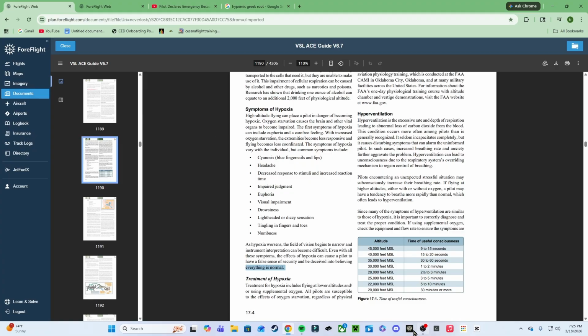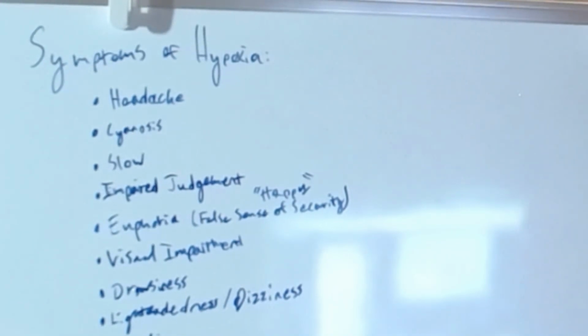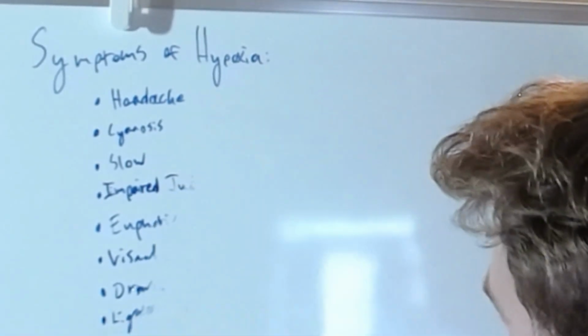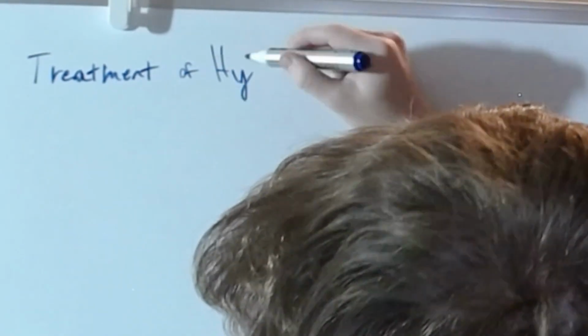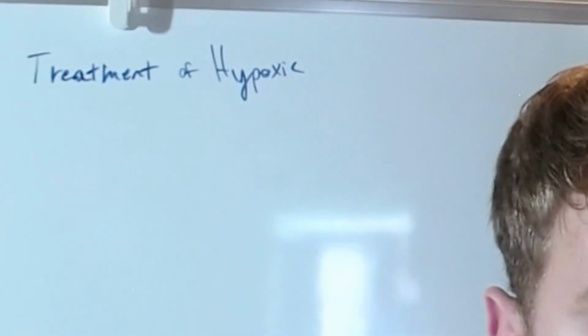So now that we looked at that, it's good. I think we talked about symptoms well enough. We can get on to the treatment of hypoxia. Treatment is also kind of simple, because, I mean, it's not much you need to do. It's pretty straightforward, right? You need to get back your oxygen. So what does that entail? Well, let's just see what the PHAK says.